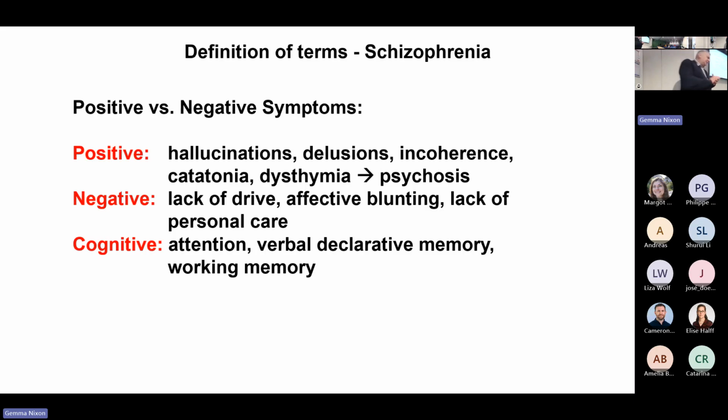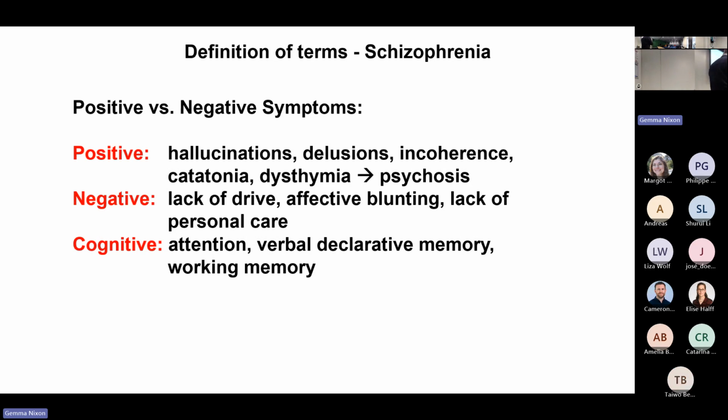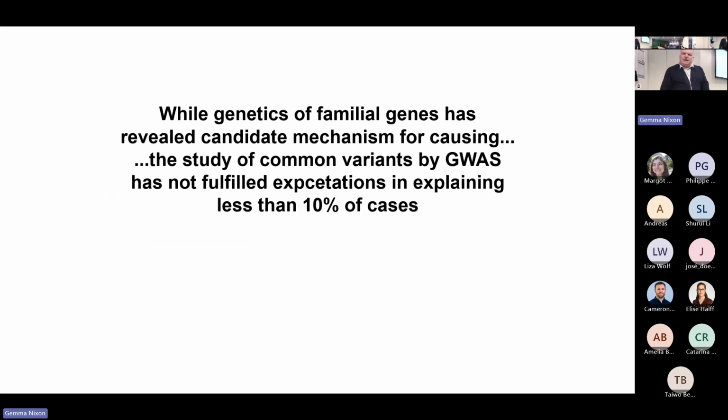Broadly speaking, this can be divided into positive, negative, and cognitive symptoms. Positive symptoms are the hallucinations, illusions, and so on. Negative are more unspecific: lack of drive, affective blunting, lack of personal care. And cognitive is very unspecific. It's more an attentional deficit, deficit in verbal declarative memory, and working memory.